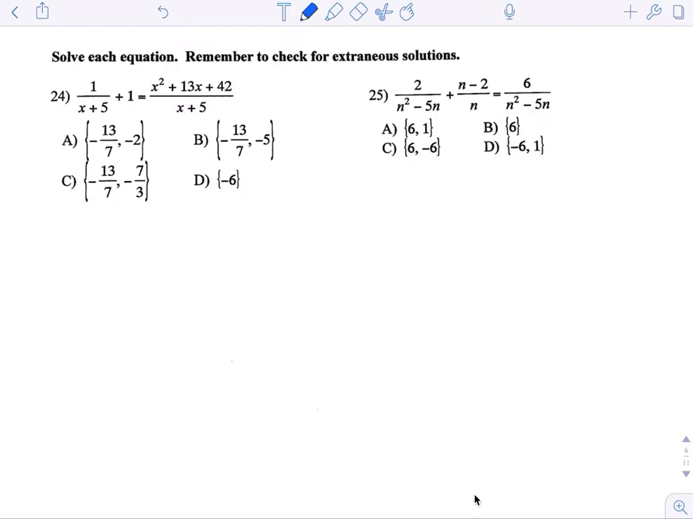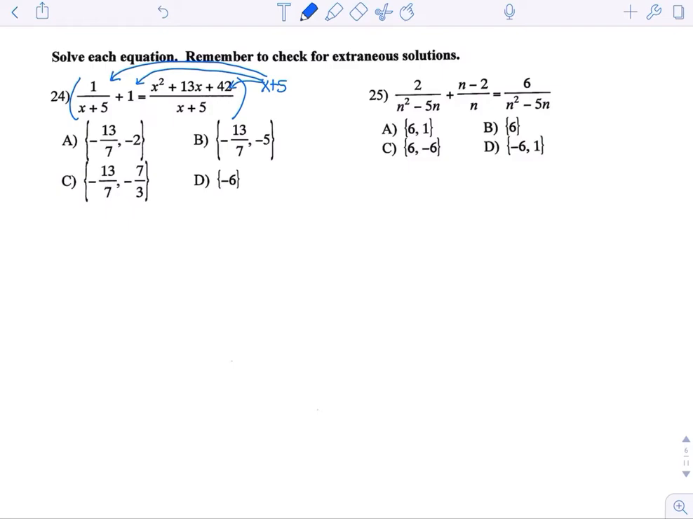Final 2020 part 2. Okay, so here we got rational equations. So that means you guys have to multiply the whole thing by the LCD. So the LCD of this is x plus 5. Alright, x plus 5. So that means you need to multiply every single term by x plus 5.